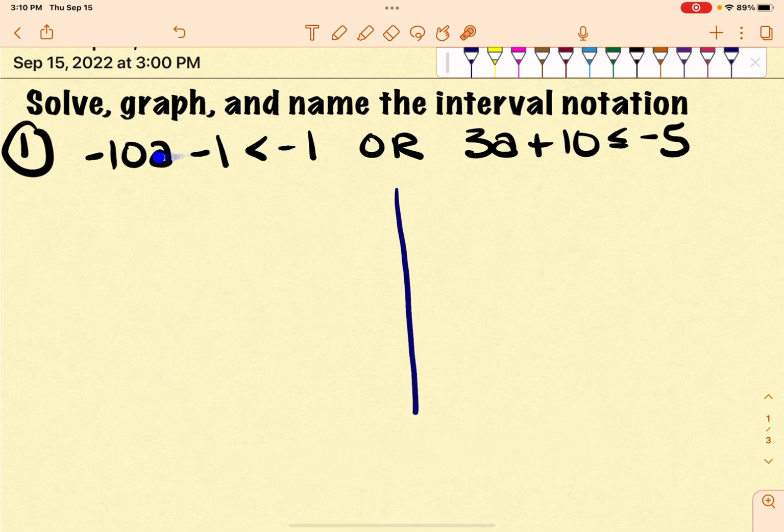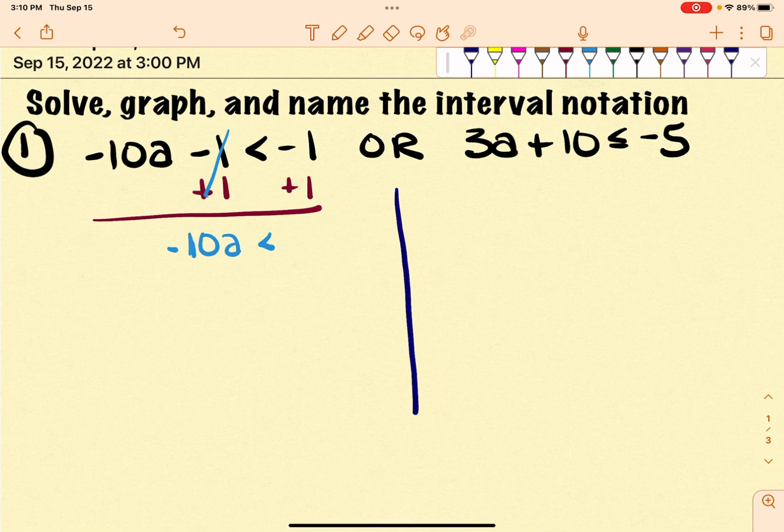So let's focus on this one for a minute. So a is my only variable. I want to get this alone. So I'm going to get rid of this first. So that is a -1 or subtract 1. So the opposite of that is add 1. So I'm going to add 1 to both sides. This cancels -10a. And on the other side, if I do -1 plus 1, that's going to be 0. Now the only thing I have left to do to get this a alone is to get this -10 off. So I'm going to divide both sides by -10.